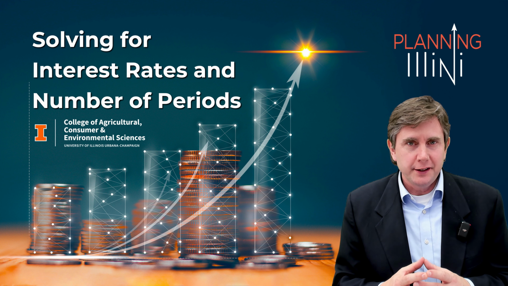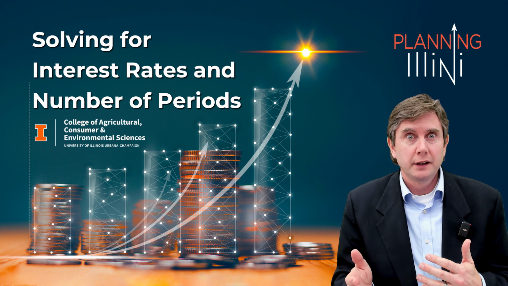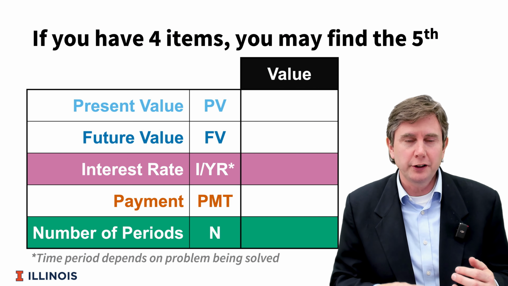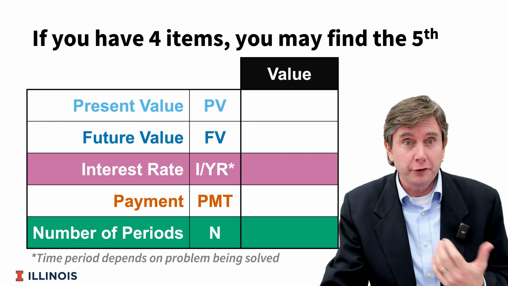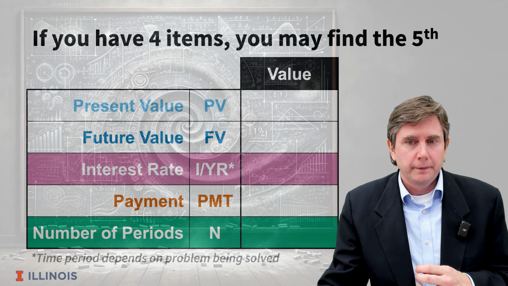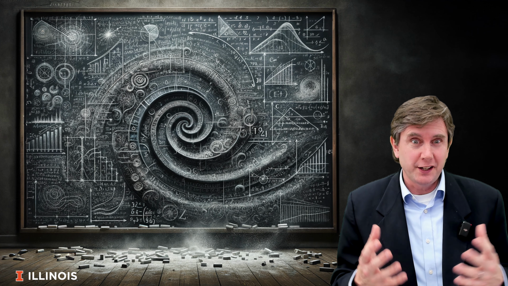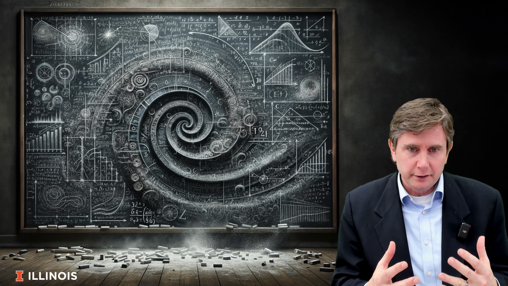Let's dig a little into using time value of money to solve for interest rates or number of periods. We've looked at present value, future value, payments, but these last two kind of stick out a little bit. They stick out for really two reasons. The first reason is that the algebra for these gets really tricky really fast. So we're going to use Excel as our baseline to find some of these answers.